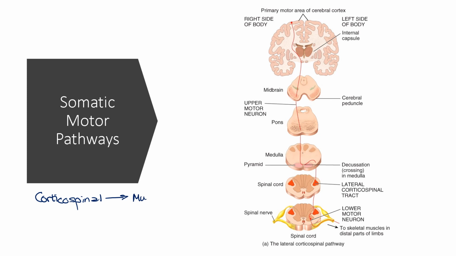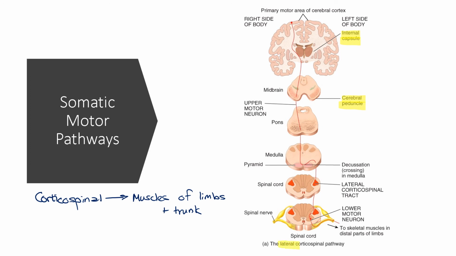So these control the muscles of the limbs and the trunk. The axons of the upper motor neurons in the cerebral cortex form the cortical spinal tracts, and these are going to descend through the internal capsule of the cerebrum and the cerebral peduncle of the midbrain. So we can see they cross through this internal capsule here in the cerebrum, and then also through the cerebral peduncle in the midbrain here.